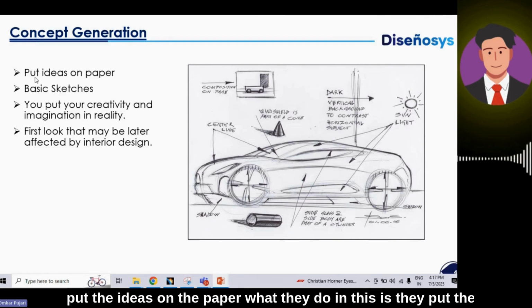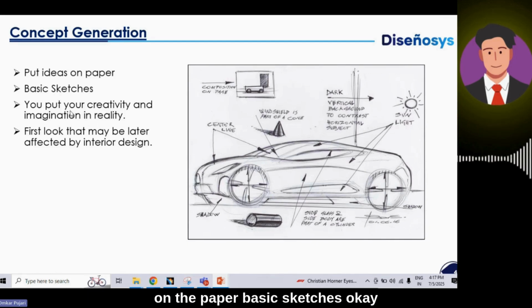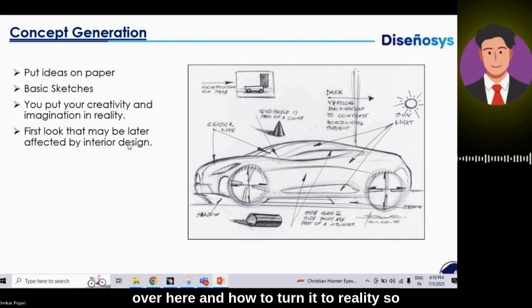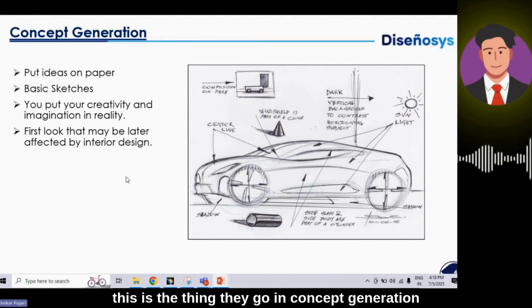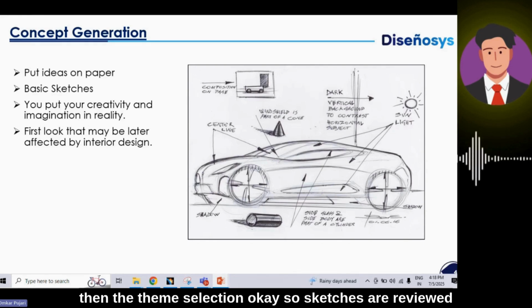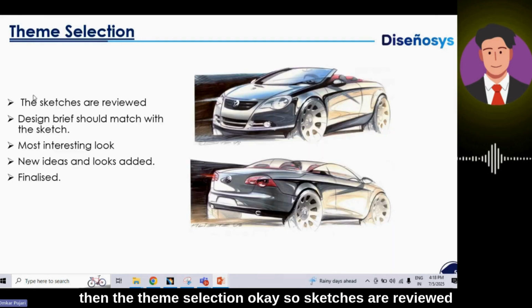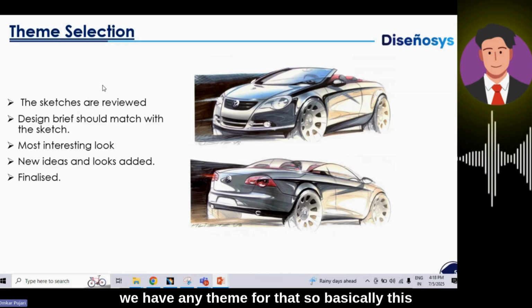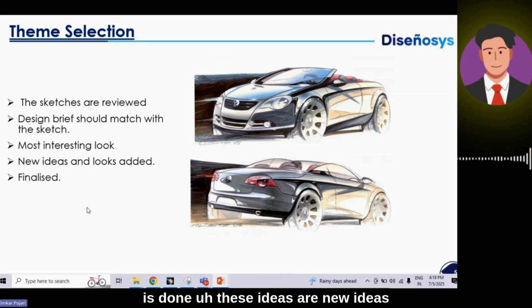So you can see here, they put the ideas on paper as basic sketches. Here you get to put your creativity and imagination and work out how to turn it into reality. So this is the concept generation. Then comes theme selection, where sketches are reviewed: how the look can be made more interesting, whether we can match it to any animal, or have any theme for it. So basically, this is done.